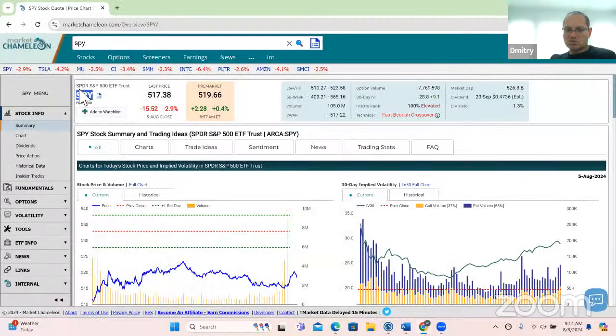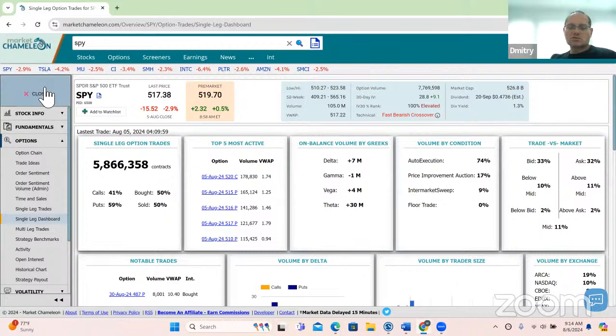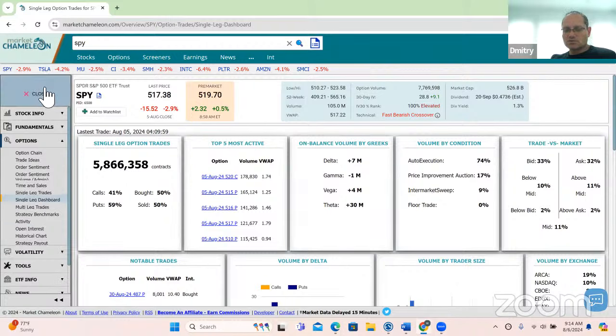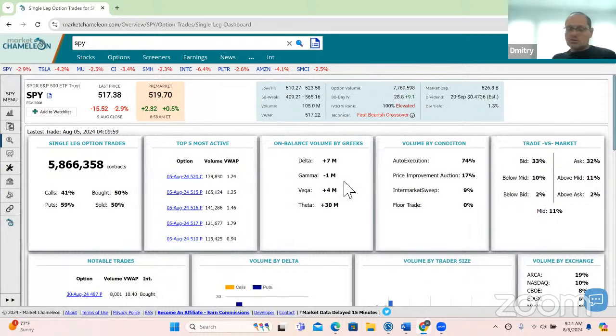We're looking at SPY, and we were looking at the single leg dashboard analytics. So this here, let me close this. I'm going to close the menu here just to get a wider view of these analytics. And just a quick recap.